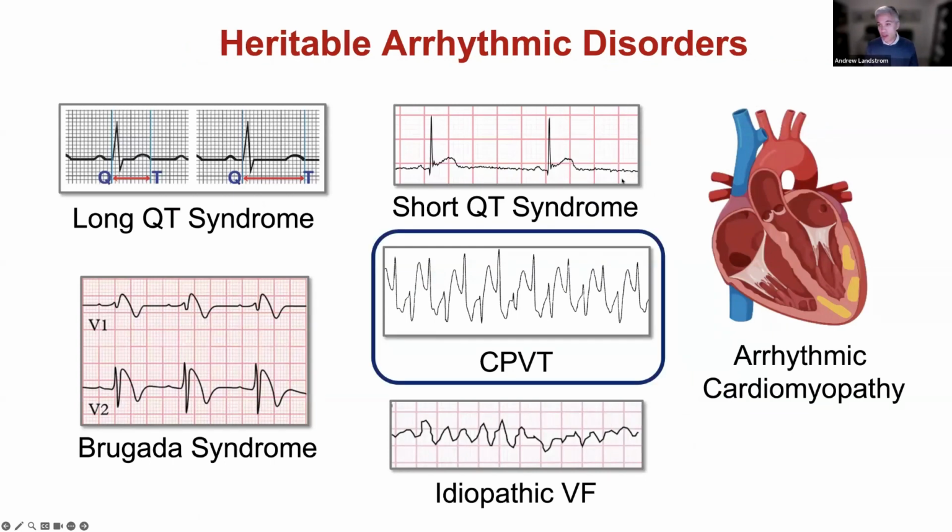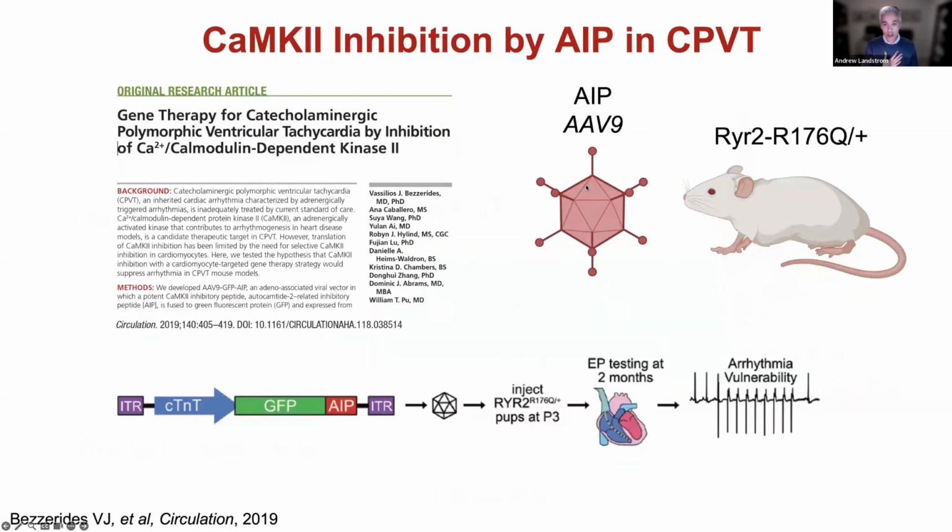What about CPVT, catecholaminergic polymorphic ventricular tachycardia? So CPVT is due to mutations oftentimes in a gene called RYR2, sometimes in other genes like calsequestrin. But what ties all of CPVT together is that they tend to get arrhythmias with exercise or with high emotional states. The C in CPVT is for catecholamine, adrenaline-fueled arrhythmias.